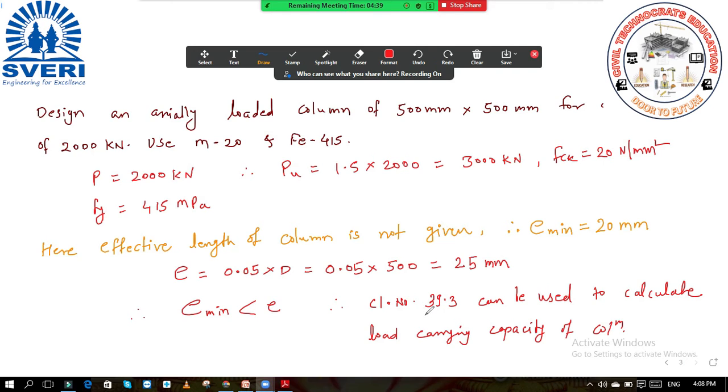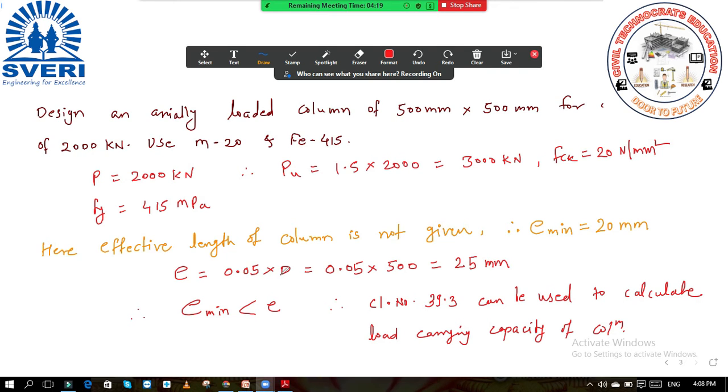E, or your E minimum is less than 0.05 D. Where does this come from? It is all given in the IS code. If you read that clause number 39.3 carefully, sit down calmly and read the IS code properly. So you will get an idea. This condition is already specified there in 39.3.